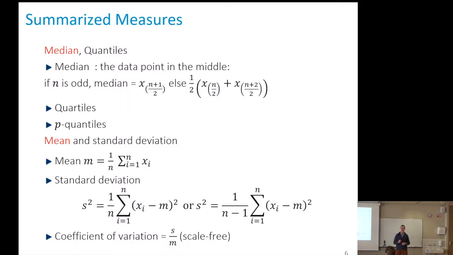If it is 0, what does it mean? It's constant, because if s is 0, that means the sum of those squares is 0. Each of the xi must be m, so 0 means it's the least variable thing. If it's 1, well, nothing special. 1 simply means the standard deviation is equal to the mean, which is already a large number for many practical cases.